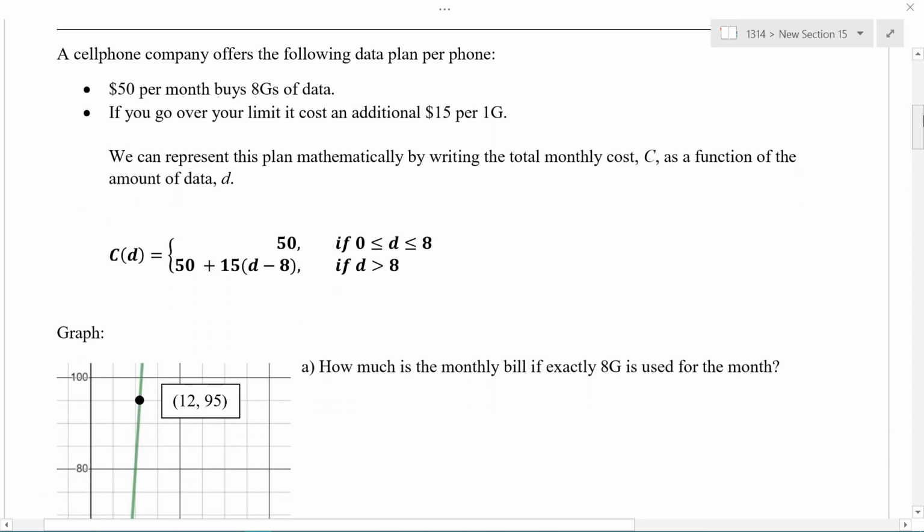Here we have a cell phone company that offers the following data plan per phone. $50 per month, and you get 8 gigs of data. If you go over this limit, it'll cost you an additional $15 per gig. We can represent this plan mathematically by writing the total monthly cost, C, as the function of the amount of data, D. So this is going to be C of D. C represents the name of the function, which is going to represent cost. Cost of data is another way that we could say that.